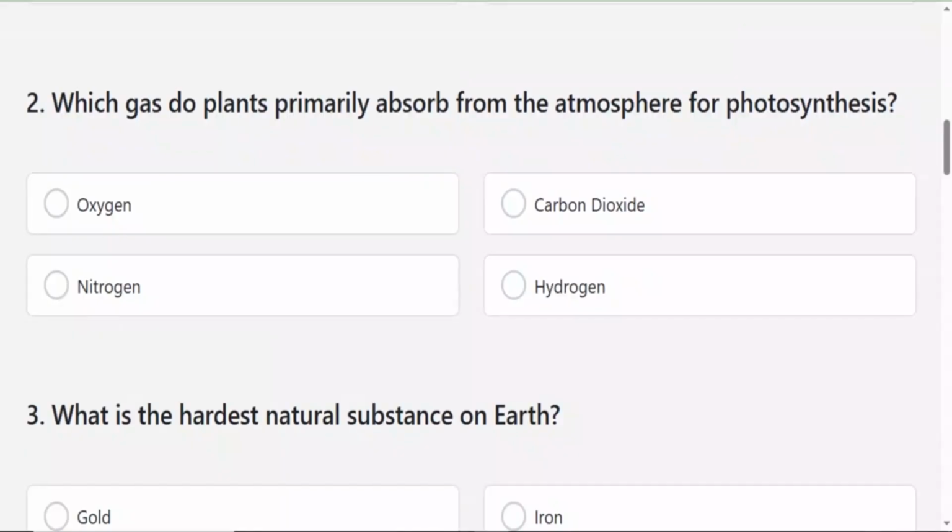Which gas do plants primarily absorb from the atmosphere for photosynthesis? A. Oxygen. B. Carbon dioxide. C. Nitrogen. D. Hydrogen. Correct answer, B. Carbon dioxide.